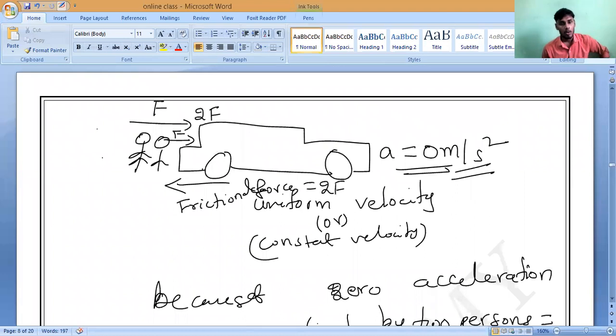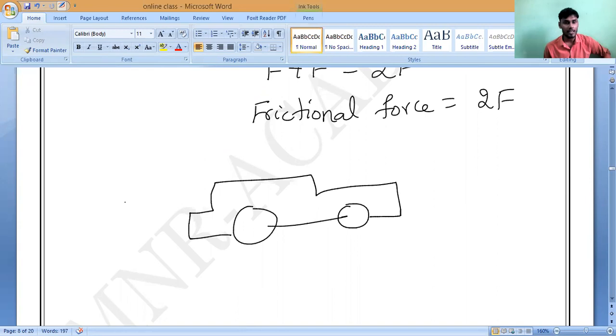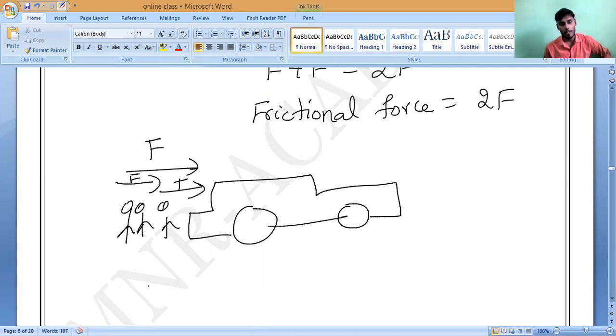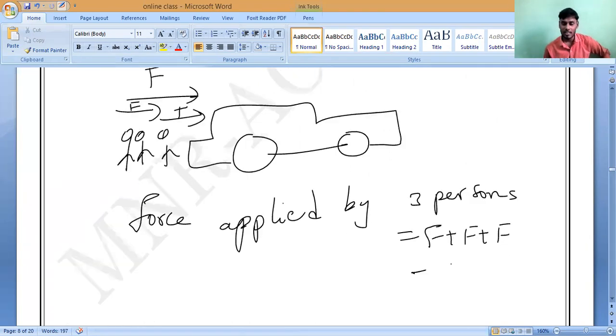Now this is the same motor car. Again, how many persons are pushing? Three persons are trying to push now. They apply equal muscular force: F, F, and F. So what is the force applied by three persons? The force applied by three persons is 3F.